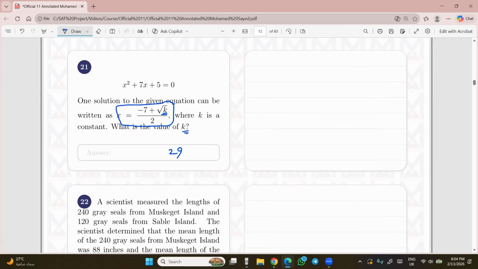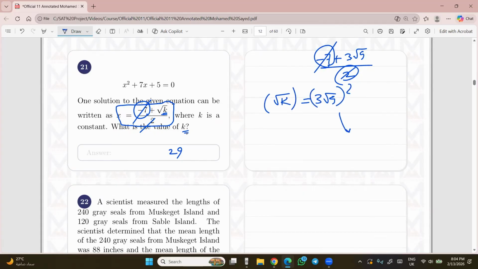But sometimes be careful, because sometimes the calculator gives you something like -7 plus 3 root 5 over 2. What happens if you have this? You can think about comparing. -7 is the same as -7, cancel out. 2 is the same as 2, cancel out. Then we write 3 square root 5 is equal to square root k, and then square both of the sides and work on to get the value of k in that case.